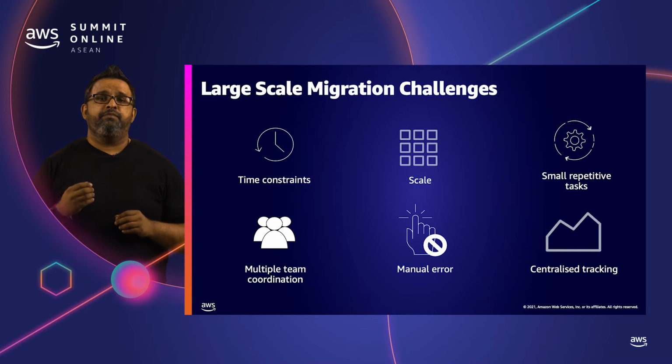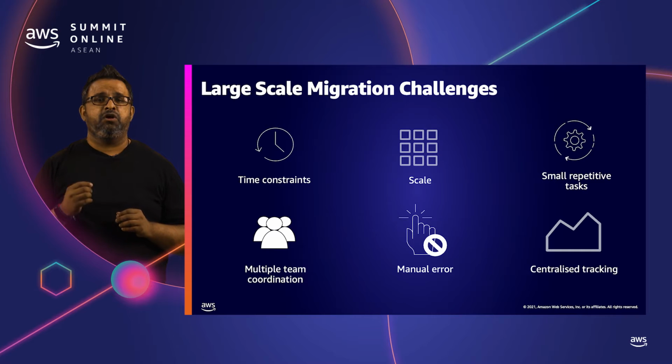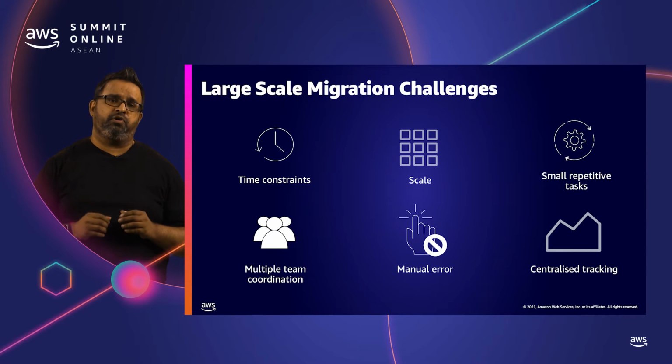management. Migration often involves small repetitive tasks which need to be executed in a particular order to yield success. Carrying out these tasks manually can often lead to manual errors which can impact the success of the migration. Coordinating multiple teams such as infrastructure, operations, applications, testing, and security throughout the migrations can also be challenging and often require centralized tracking capability which is often not available or deployed.